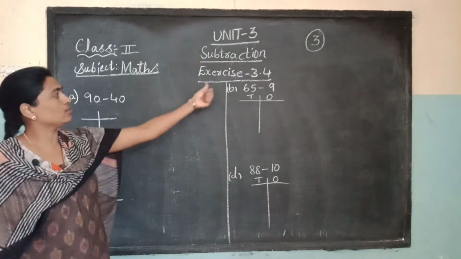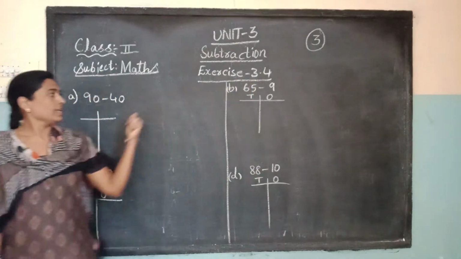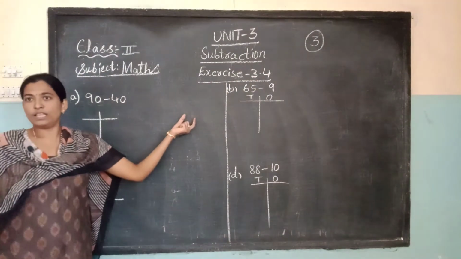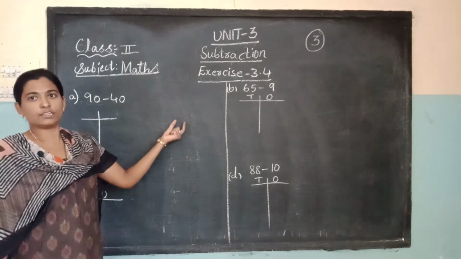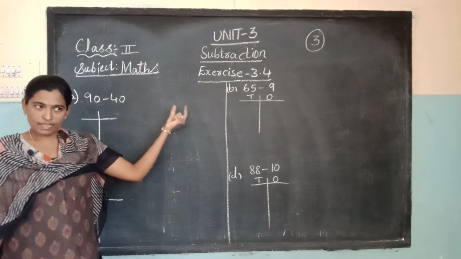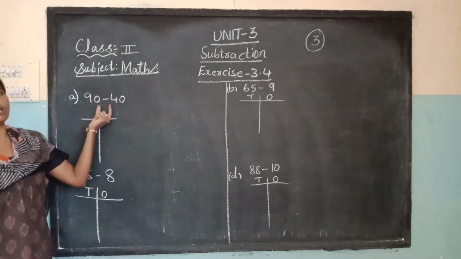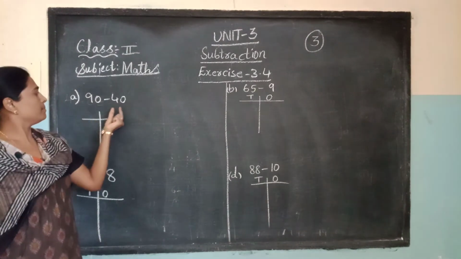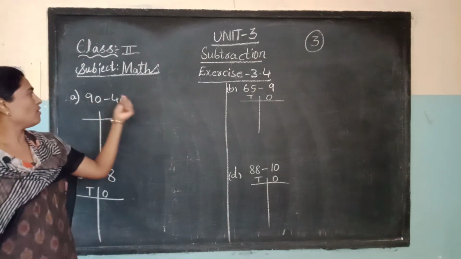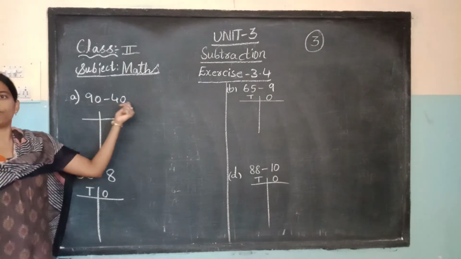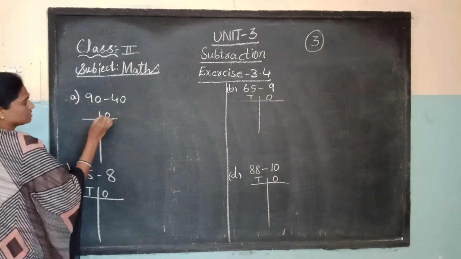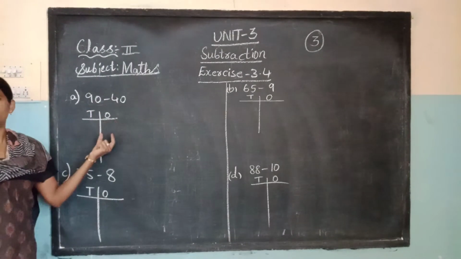Next, children, go into exercise 3.4. In the previous lesson we learned how to do subtraction by using the number grid. Like that, by using the number grid you have to do subtraction and addition. Now what are these numbers? 90 minus 40. Ones, tens. You have to take the columns ones and tens.